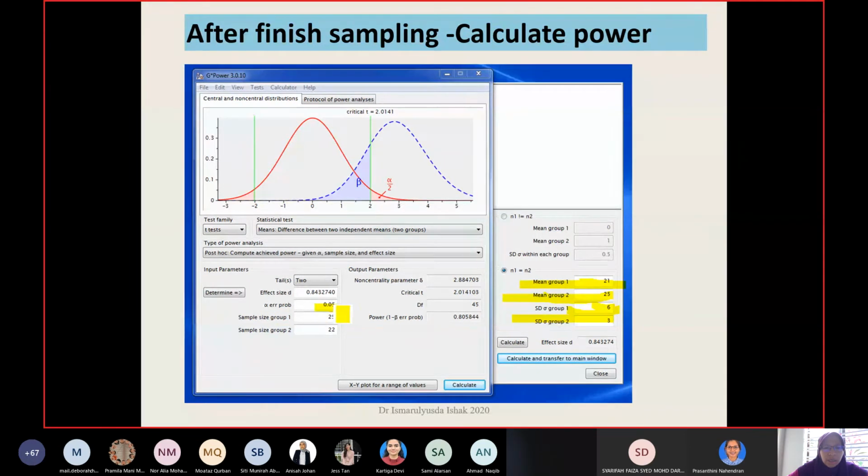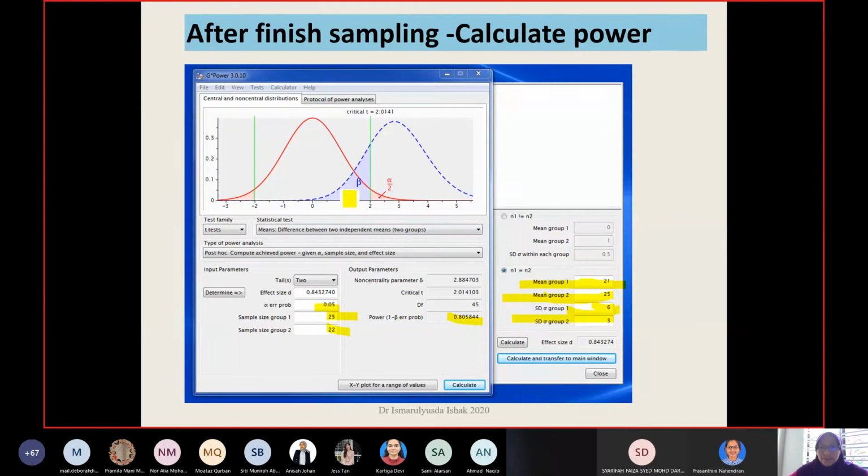Alpha is 0.05. This one is not 100, for example you have sample sizes of 25 and 22. Then you calculate, and it will show you a power of 0.8. 0.8 is the minimum power needed in any research. So you can say to your supervisor, or write in your thesis to defend it from your external examiner, that this study has 80% power with this sample size, and I don't need to increase my sample size.